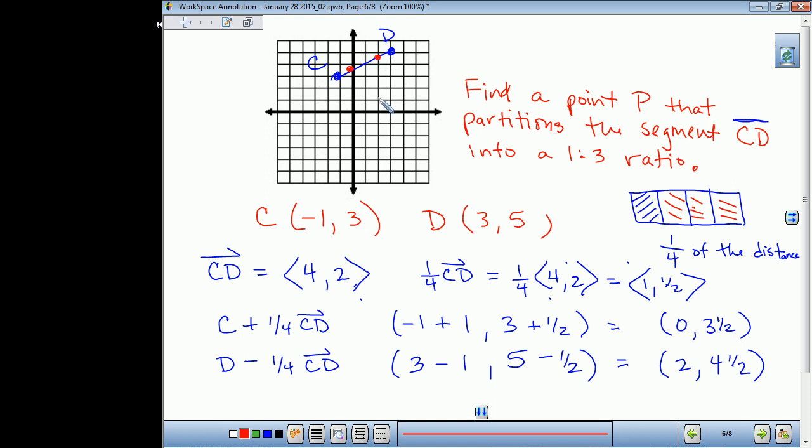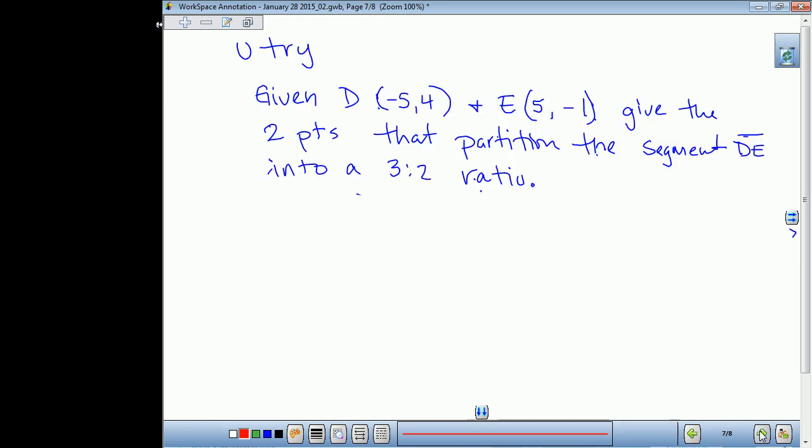Now, if it had said from C to D, then we're only doing this one. This one isn't part of the scenario. Okay? From point C, if it just says point C to D, that's just distance, right? If it just wants a distance, it's the distance formula. But if it wants you to give a ratio... All right, you try this one.